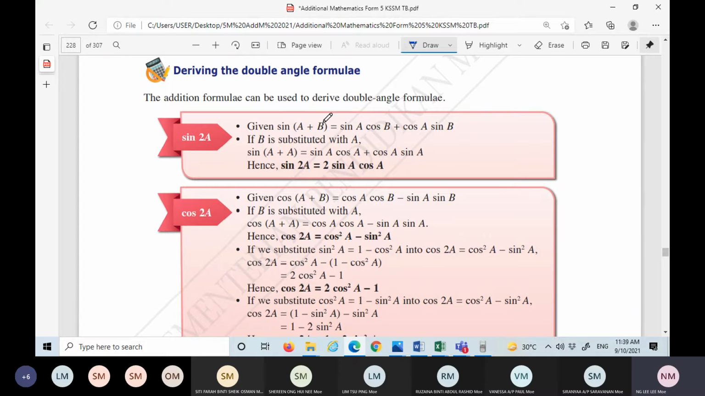Now you replace the B with the A, so it becomes A plus A. So all this B you replace with the A also. So it will become sine A cos A, sine A cos A, double it, 2 times. So it becomes 2 sine A cos A. If the question asks you to derive the double angle formula, this is the method. So remember, the double angle formula always comes from the addition formula.